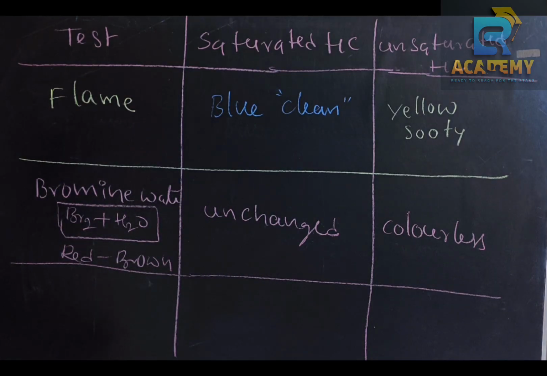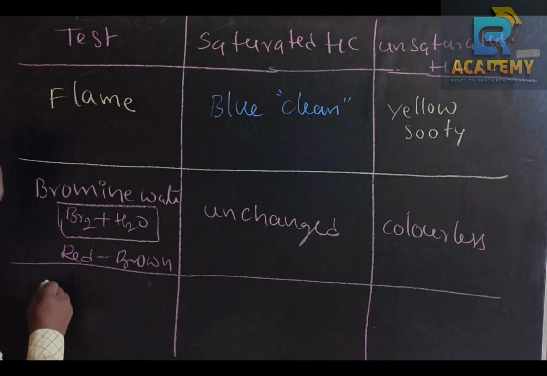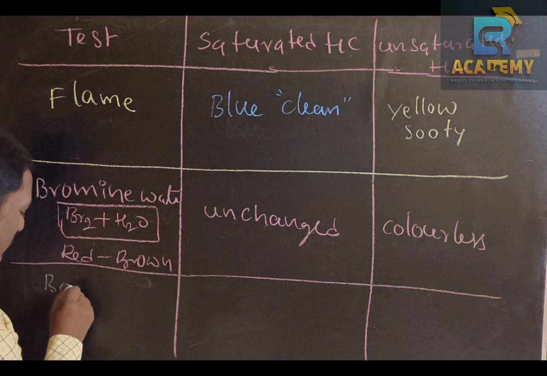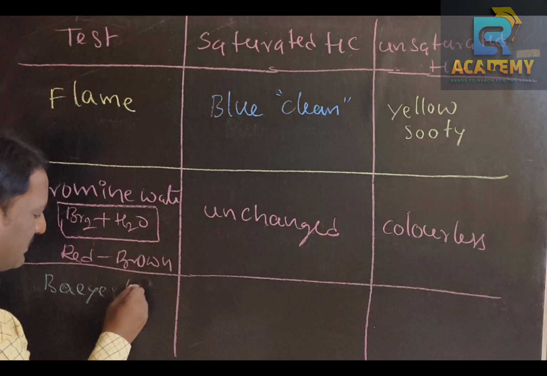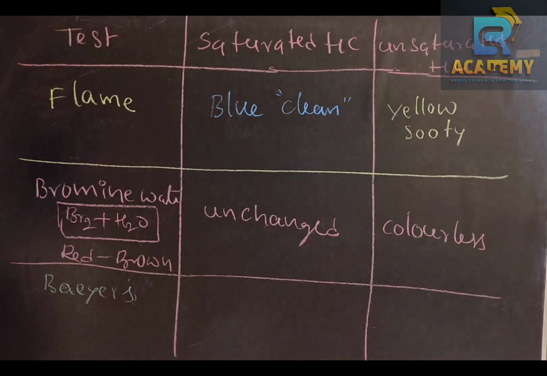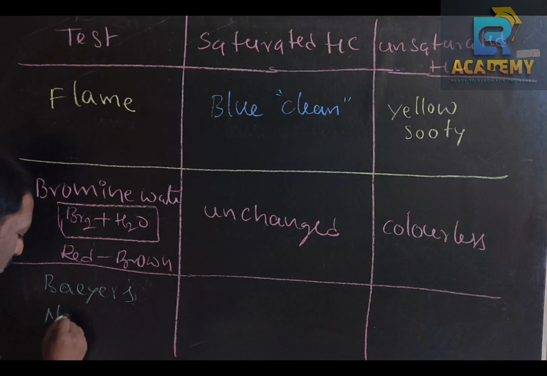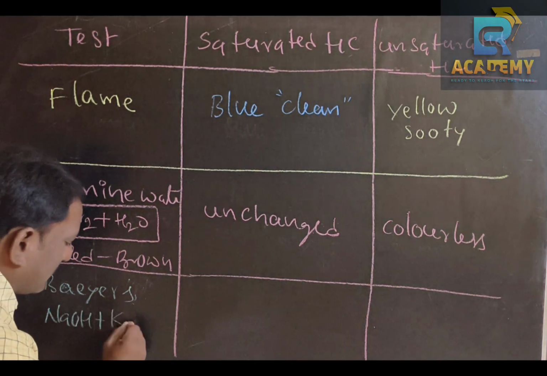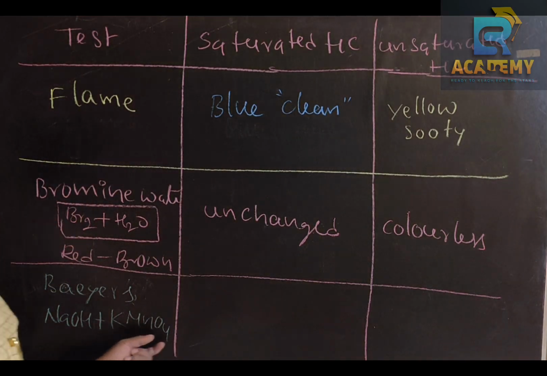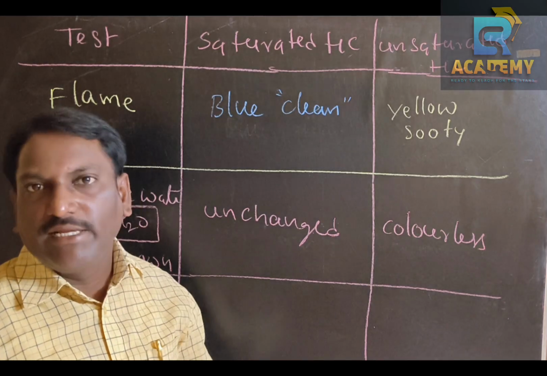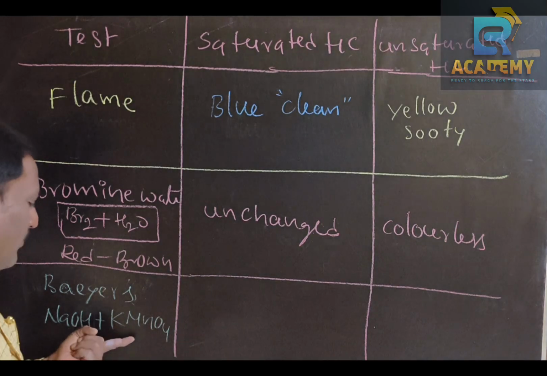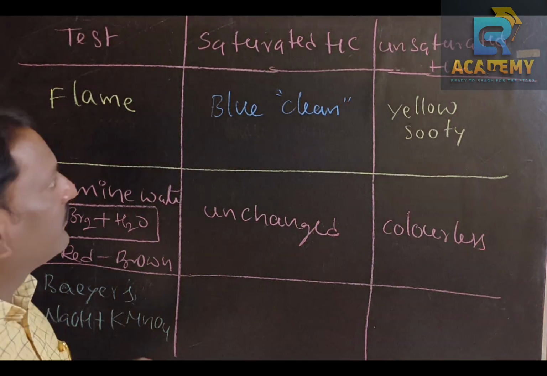Next one, Baeyer's test. Baeyer's test is nothing but alkaline potassium permanganate, KMnO4. Cold alkaline potassium permanganate is called Baeyer's reagent, and this test is called Baeyer's test. Potassium permanganate is purple in color.